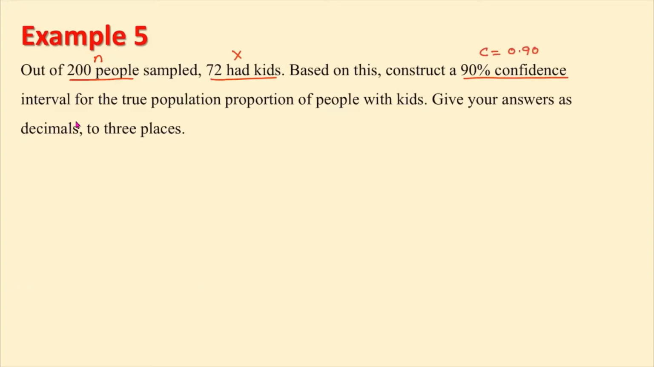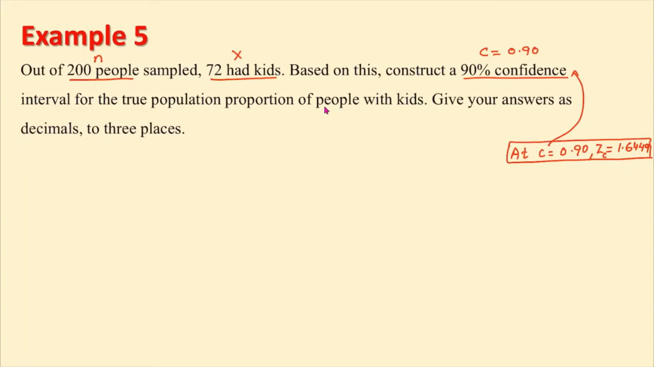And what we know from example 1 is, at C equal to 90%, at the 90% confidence level, the critical value is 1.6449. If you need to know how to calculate this one, you can always go back to example 1 and watch that video. Okay, so we have the Z critical.